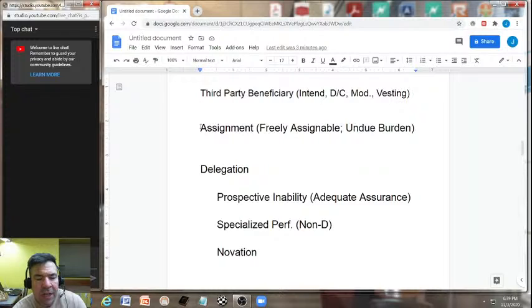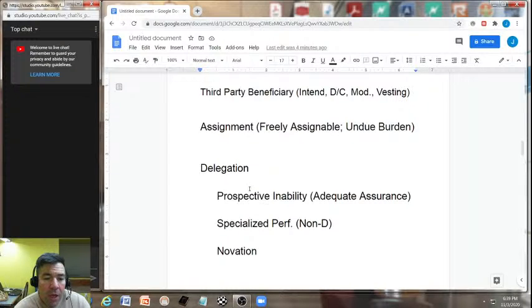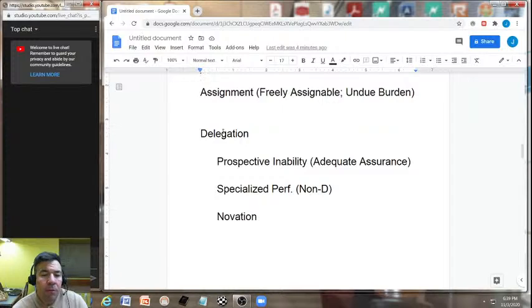Now, switching gears to delegation, this would be delegation of what? Delegation of the performance, where there's an assignment. Assignment of what? Assignment of the rights. So now, with delegation of the performance, we look to see: is the delegation creating what would be called a prospective inability? And oftentimes this does happen. Even though the original contracting parties are contracted, let's say the offeror contracts with the offeree, the original offeror delegates their duty to perform to another party.